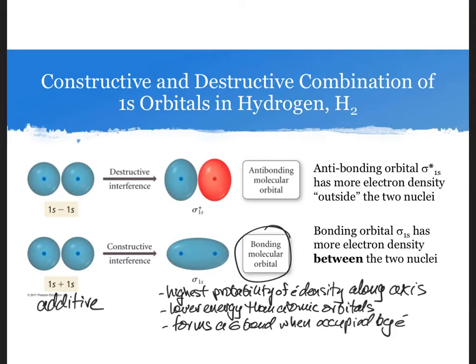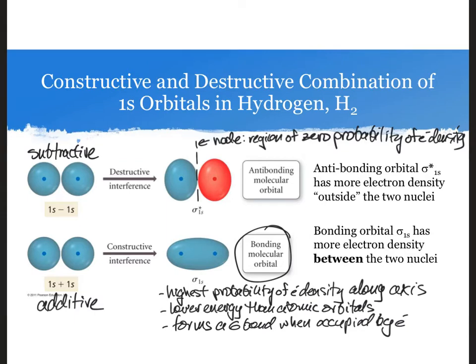The same 2 atomic orbitals also undergo a subtractive combination to form a sigma star 1s anti-bonding orbital, which has a node, or region of 0 probability of electron density, between the nuclei, and has higher energy than the 1s atomic energy level. Rather than drawing out the orbitals every time, we can simplify this by building a molecular orbital diagram.